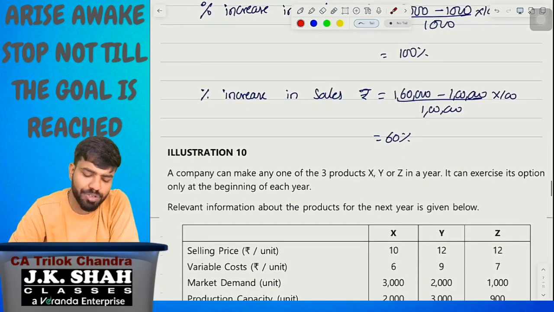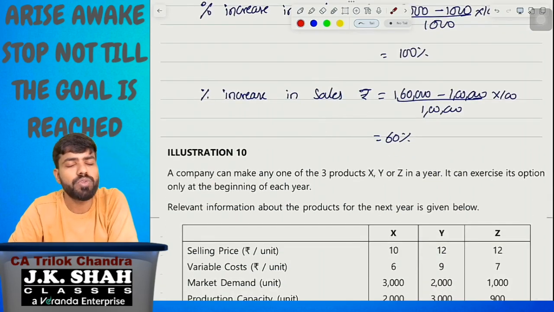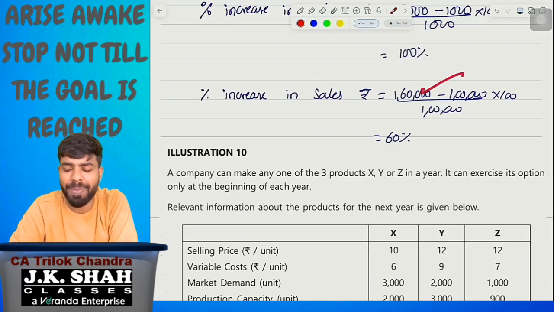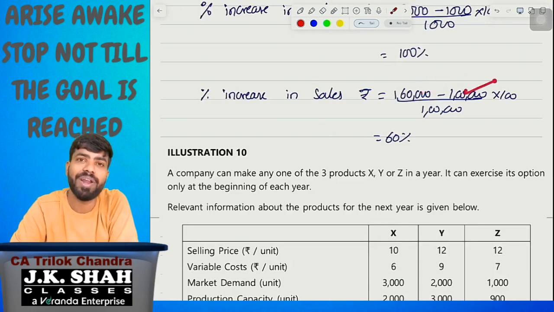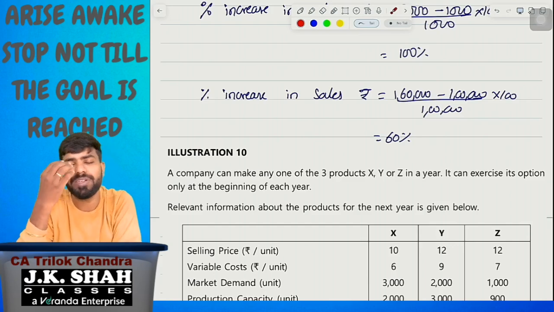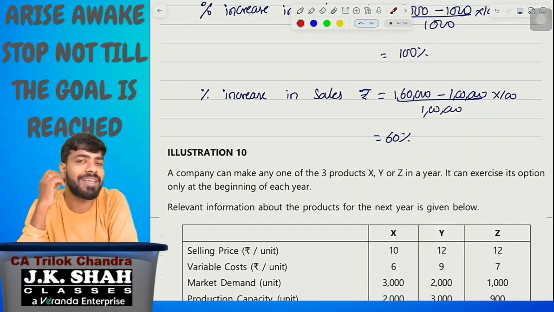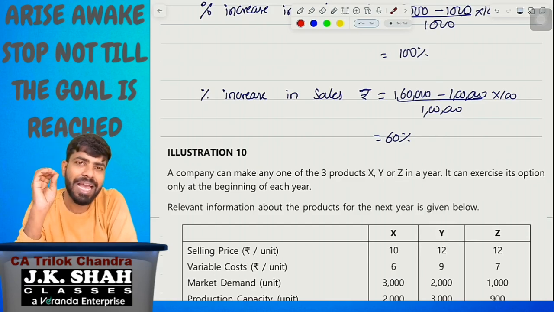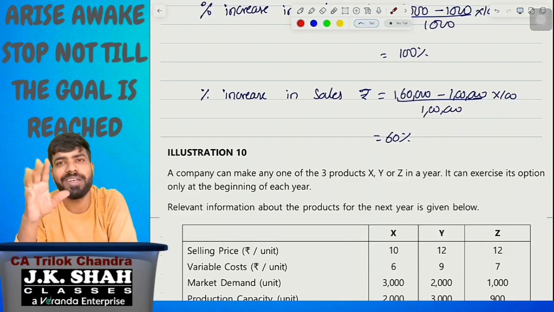What is the increase in sales rupees? 2,000 units into 80 is 1,60,000, minus 1 lakh, that is 1,000 into 100. So 60,000 divided by 1 lakh into 100, 60%. So the increase in sale units is 100%, and the increase in sales rupees is 60%. Have you understood this? A very, very important question that may come in the examination.